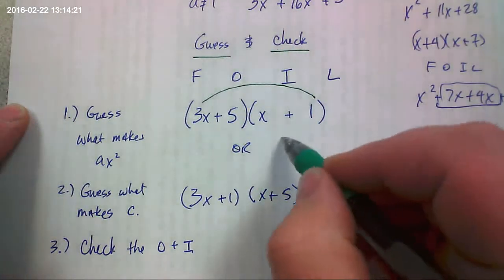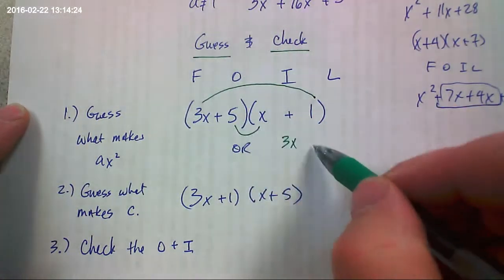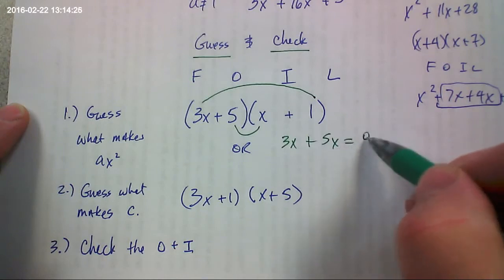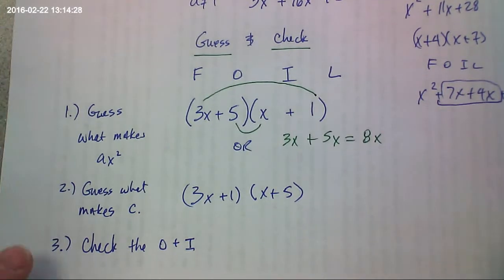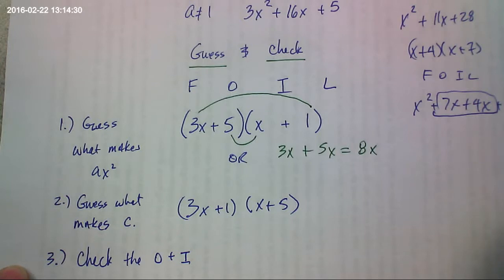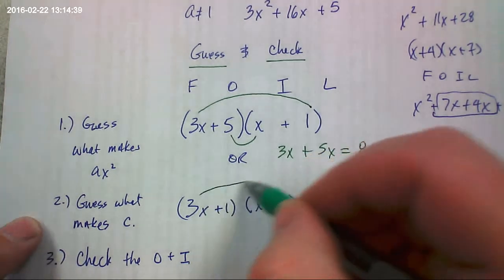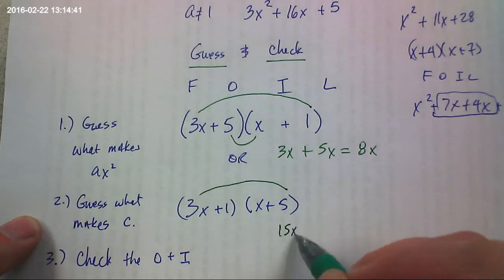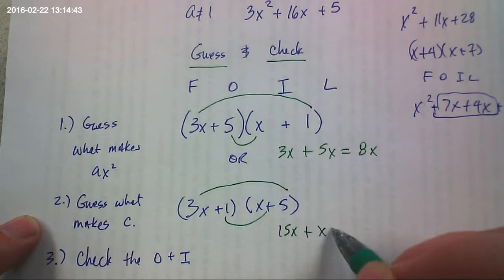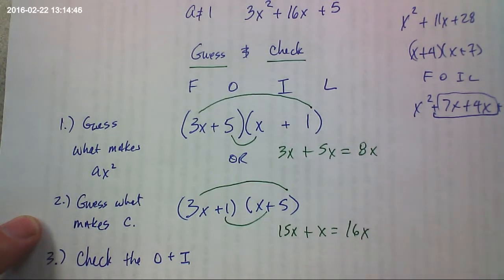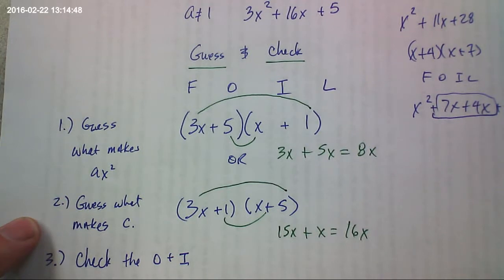So look, the OI. Do you see how that's 3x? And you see how that's 5x? And you see how that adds up to 8x? What should it be? How do I know if I'm right or not? Here, the outside makes 15, the inside makes 1, and that makes 16. How do I know which one's right? Yeah, so which one's right?